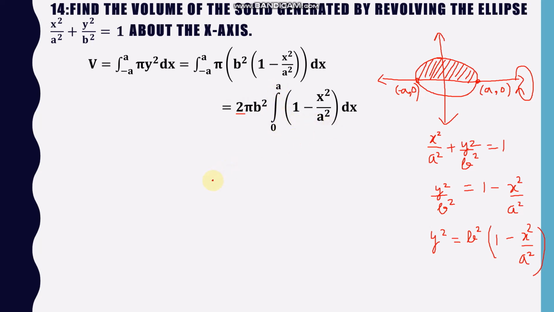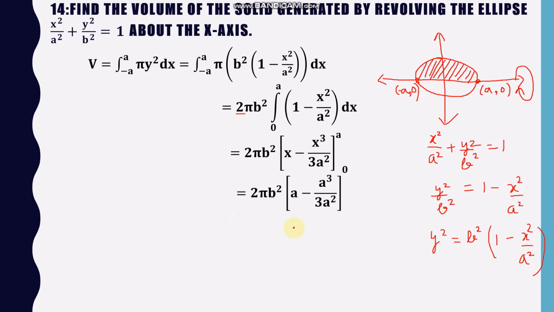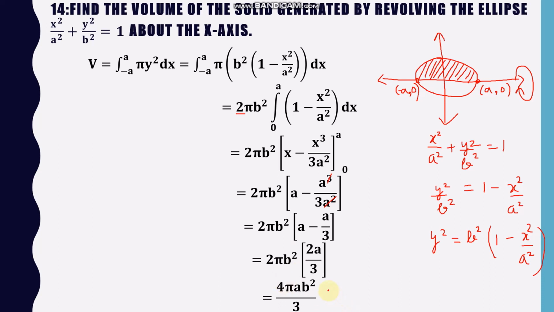Now just integrate it. The integration of 1 is x, and of x square is x cube by 3. Now put the upper limit and the lower limit. When you put the lower limit, you will get 0. When you put the upper limit, you will get a minus a cube upon 3a square. A square will cancel with a square, so we get a minus a by 3, which gives 2a by 3. So we get the volume to be 4 by 3 pi a b square. This is the volume of the solid generated by the ellipse about the x-axis.